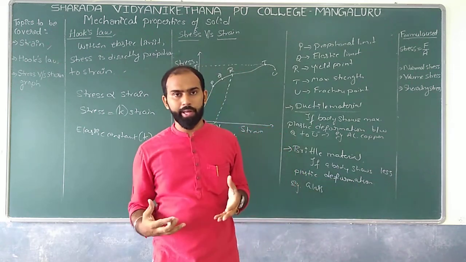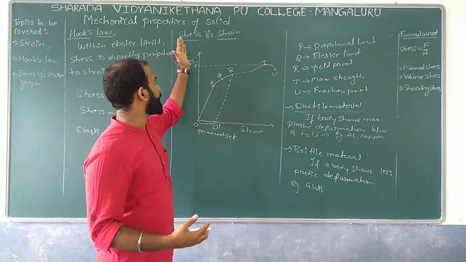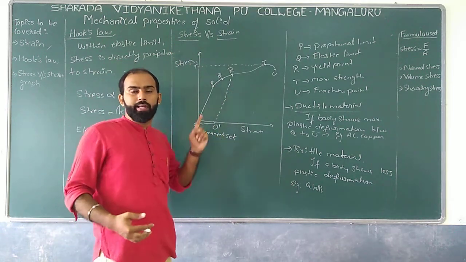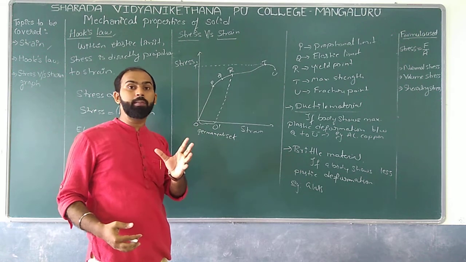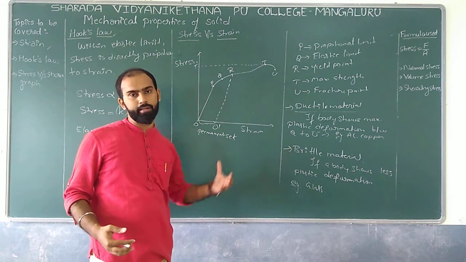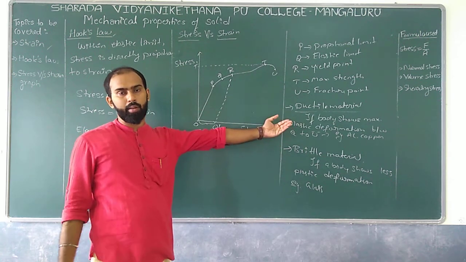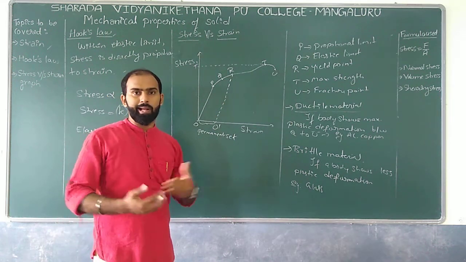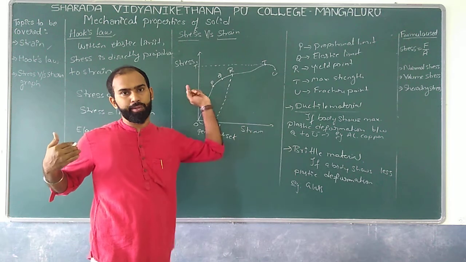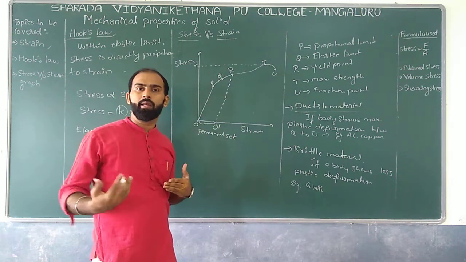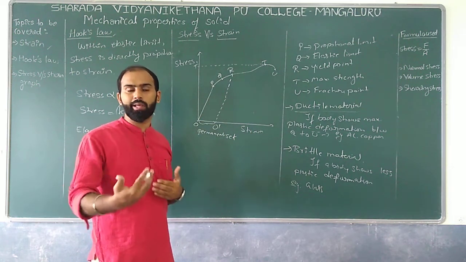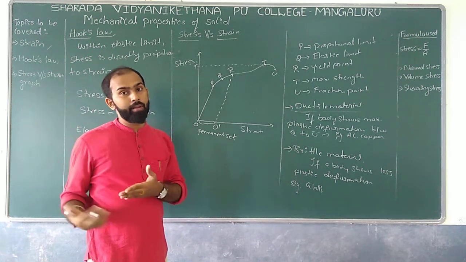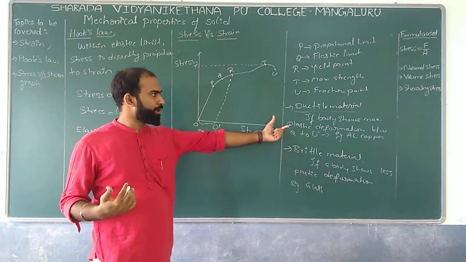So this is the basic idea if you plot a graph of stress versus strain. By looking at the graph only, you will get to know whether it is a ductile material or a brittle material. So what about a ductile material? If the body shows maximum plastic deformation between point Q to point U, I can say it is a ductile material. Which example can I give? Copper, aluminium. These are the examples I can give under this particular concept.